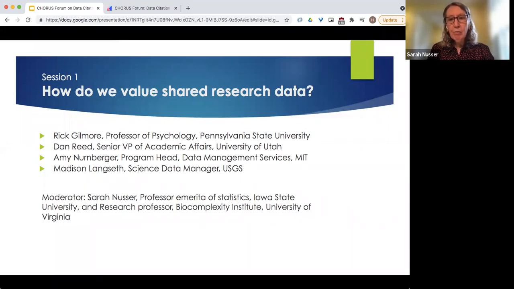And finally, we'll hear from a funder who's interested in understanding the ROI of shared data that have been funded by their grants. Megan Langseth is science data manager at the US Geological Survey. She develops tools and workflows to ease the burden for researchers and data managers and has been working on ways to identify and evaluate the reuse of data that have been funded by the grants.